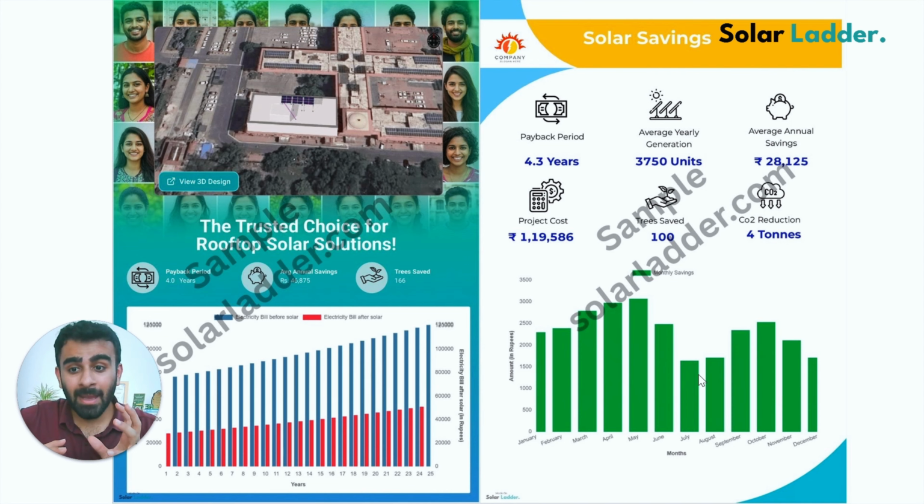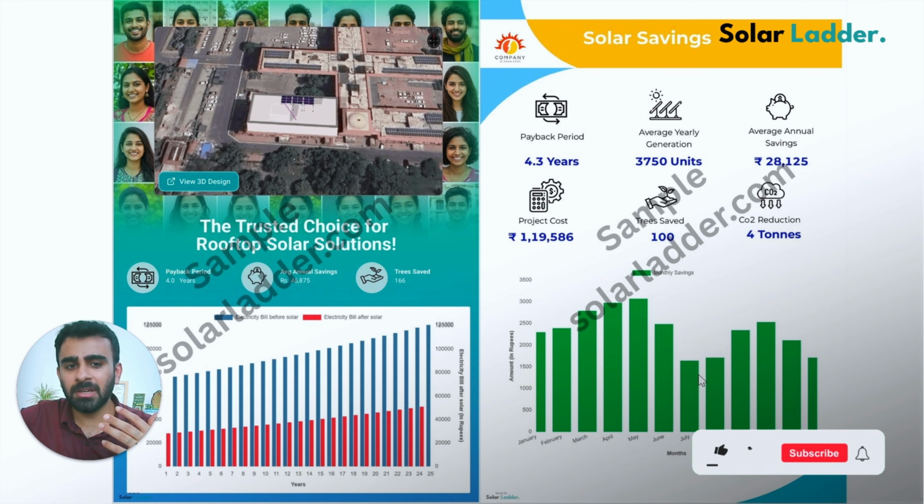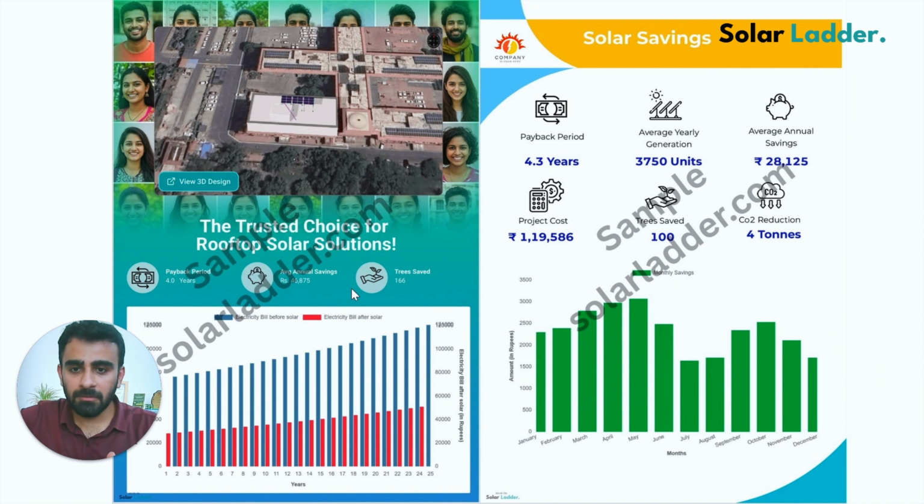Make sure that the main numbers like the payback period and the yearly savings are very bold and easy for customers to identify. If needed, you can also put environmental aspects of it like trees saved or CO2 emissions reduced. On the left hand side, an additional thing that we have added is the 3D design, because in the previous page for this template, there was no 3D design. Make sure that you do add it because it improves the conversion rate.